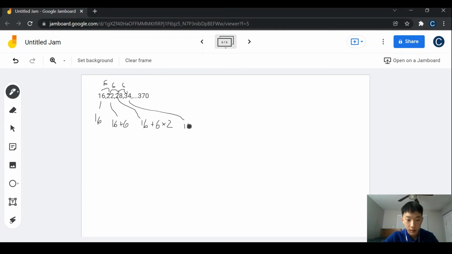34 is 16 plus 6 times 3, and you see the pattern. So these we can just put as 16 plus 6 times 0, and then 16 plus 6 is just 16 plus 6 times 1. And here we can clearly see a pattern, and it's the number that's being multiplied to 6 that's increasing by 1. So we know that we can use that, and we have to represent 370 in this form.